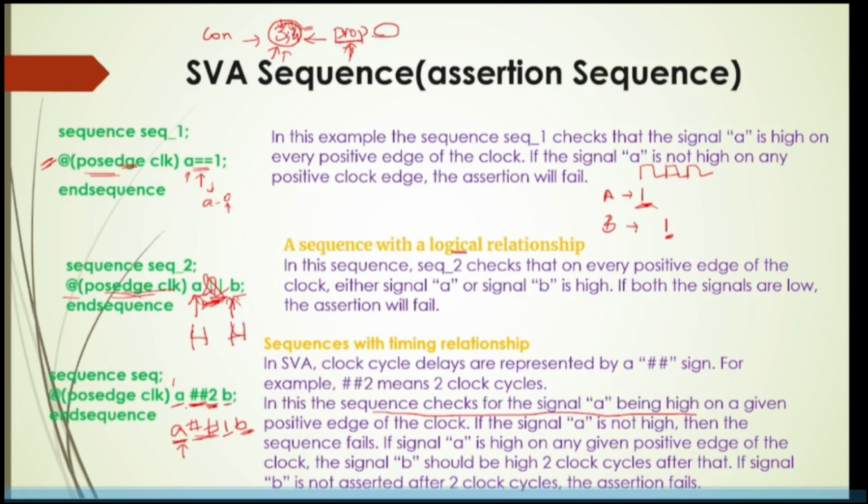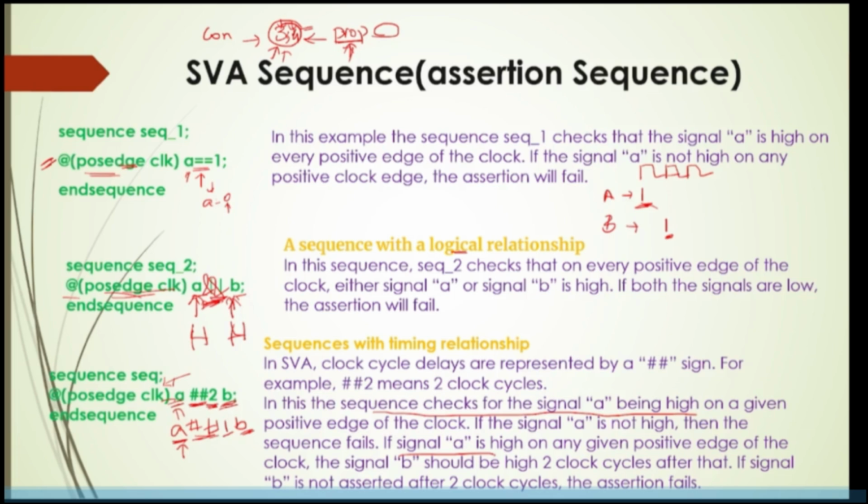For every positive edge of clock, it will check whether A is high or not. If A is not high, then it doesn't check the B condition. But if A is high, then what happens? If A is not high, then the sequence fails obviously, because A is not high, so the assertion fails. So what is the condition here? If A is high, then after two clock cycles, B should be high. So this is my condition.